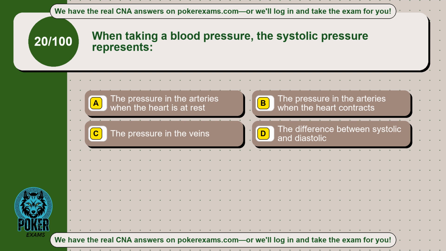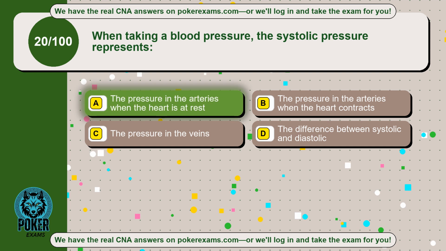Question 20. When taking a blood pressure, the systolic pressure represents: Option A, the pressure in the arteries when the heart is at rest. Option B, the pressure in the arteries when the heart contracts. Option C, the pressure in the veins. Option D, the difference between systolic and diastolic.